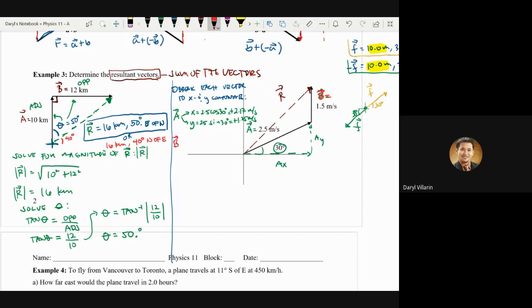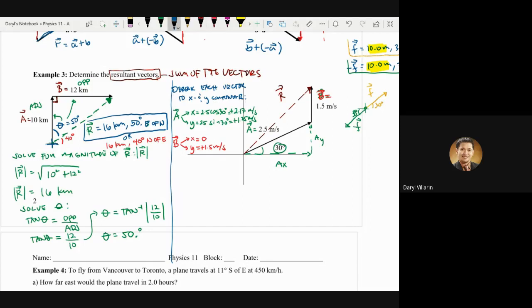breaking down B into its x and y components, well, if you can see, vector B is just lying on the y-axis, and for any vector that is lying on an axis, you should expect that one of its components is 0. So in this case, this particular vector B is just lying on the y-axis here. So automatically the x value is 0. And the y value is just positive 1.5 meters per second. Okay.